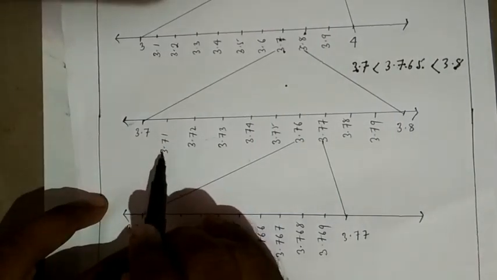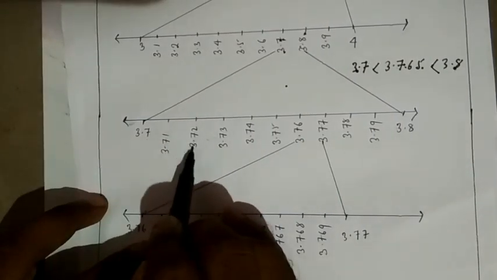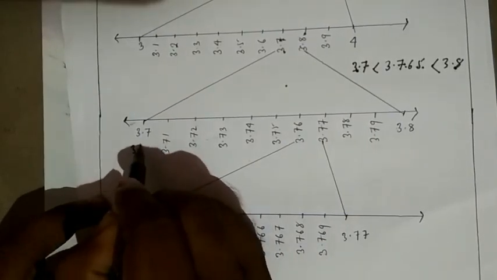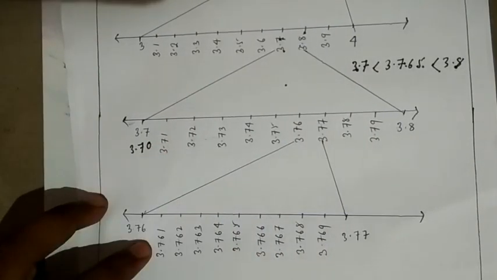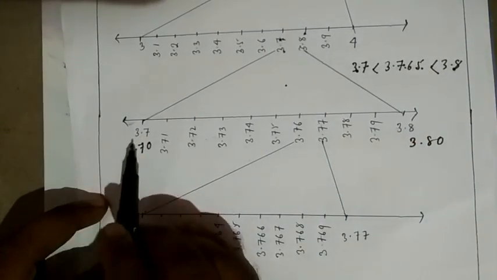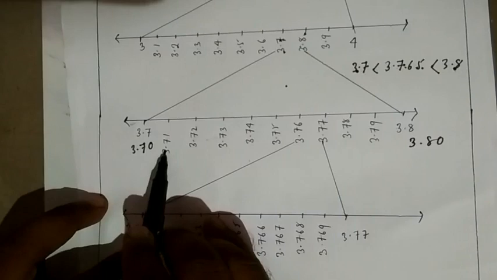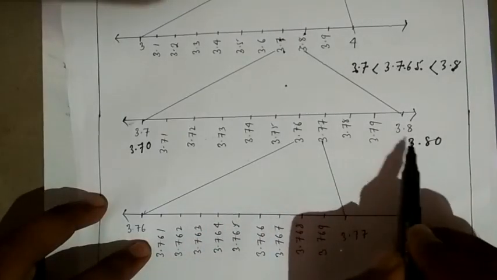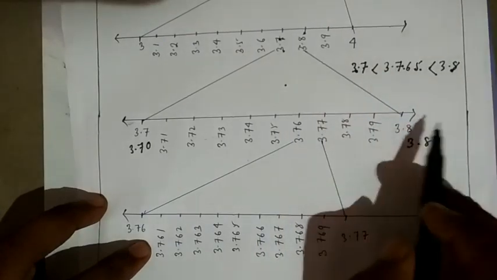So the first division is 3.71, 3.72. How does it become 3.71? You know that 3.7 you can write as 3.70, and 3.8 you can write as 3.80. So 3.70, 3.71, next 3.72, in that way up to 3.80. Next will be 3.81.